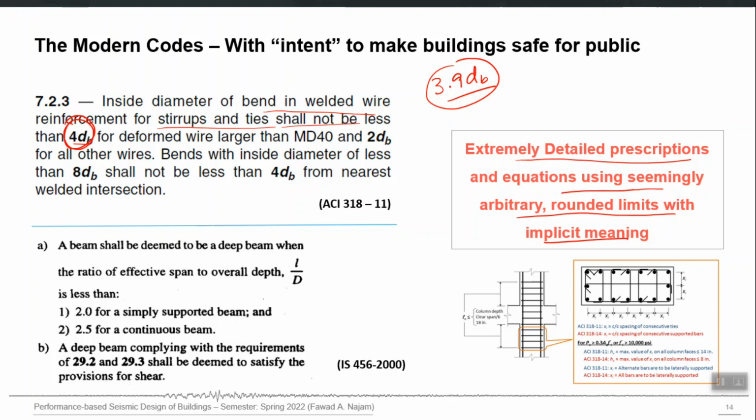Similarly, if you check any code, this is ACI, this is some Indian code, directly numbers and you can say limits and prescriptions directly. Even detailing on the right hand side, you can see very detailed guidelines which you have to follow for detailing. This is just an example of how the building codes look like, what is their style or their language actually.